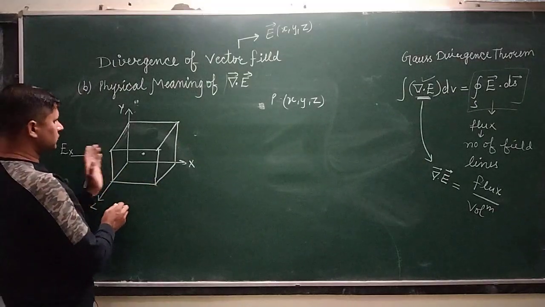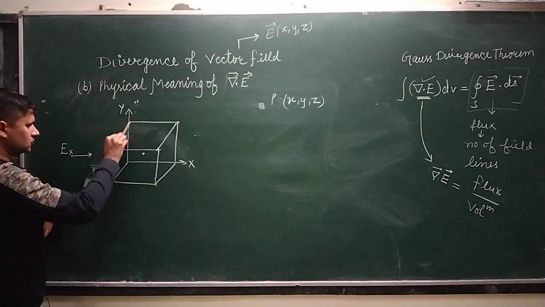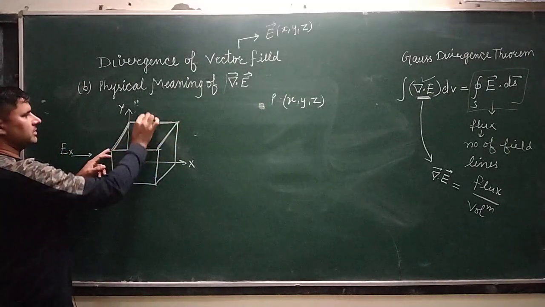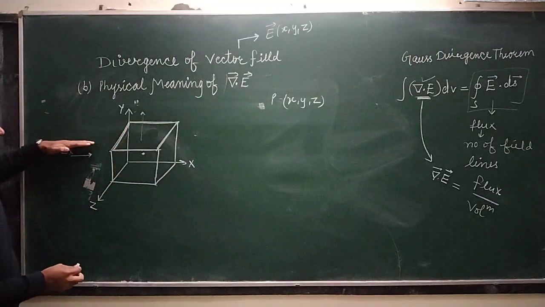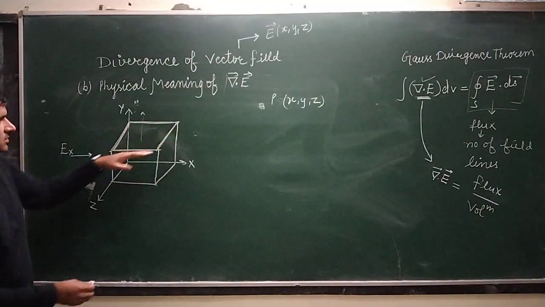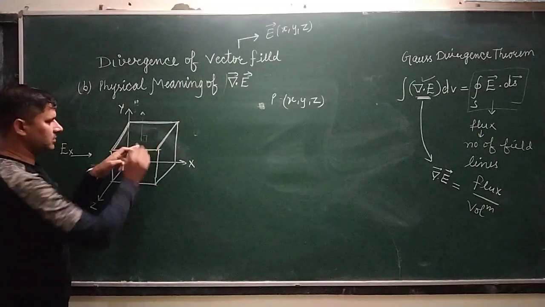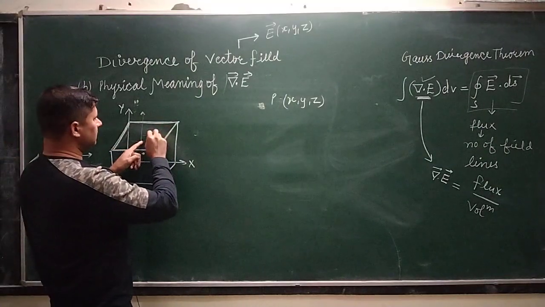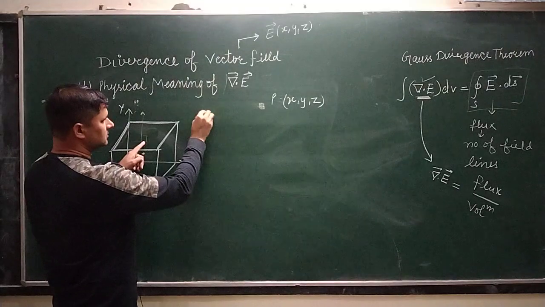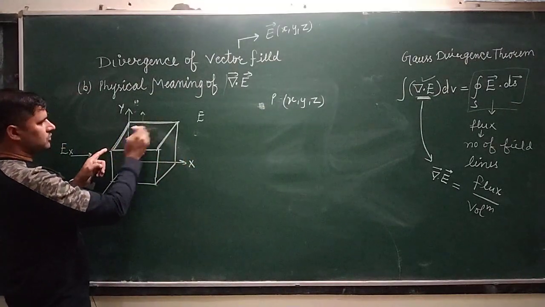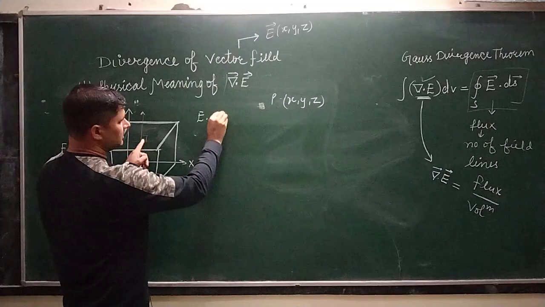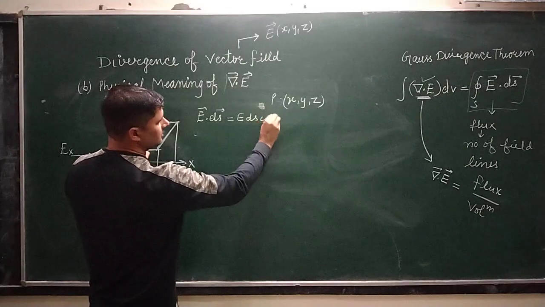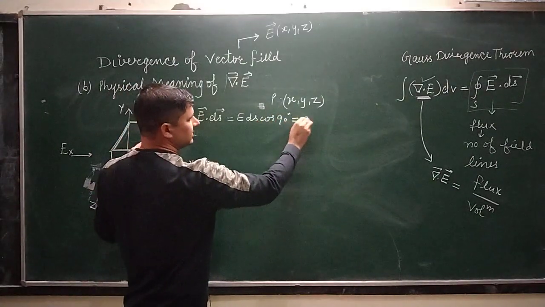Okay, so you can see here, if we take this top face, its normal will be along this direction, and the x component of electric field will be along this direction. So you can see the angle here will be 90 degrees. Okay, so if we find the flux for this face, then it will be E dot ds, and if you open it, then you will get E ds cos 90 degrees, and cos 90 degrees is 0.